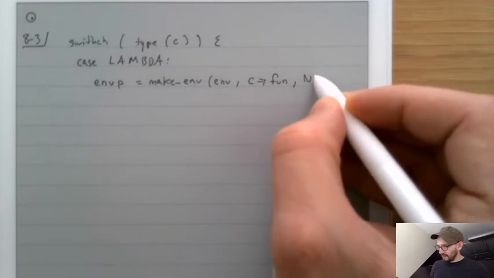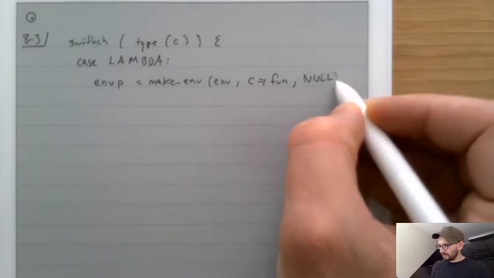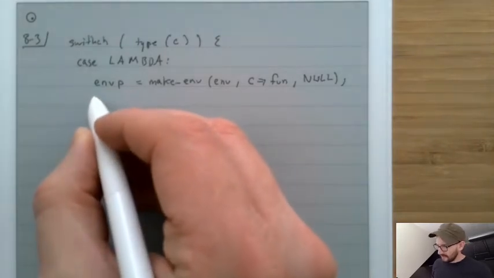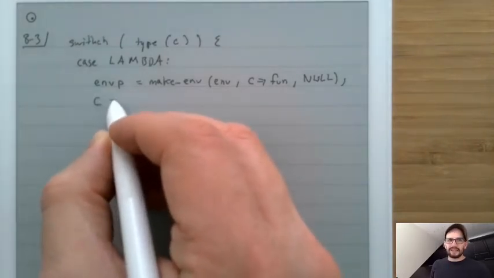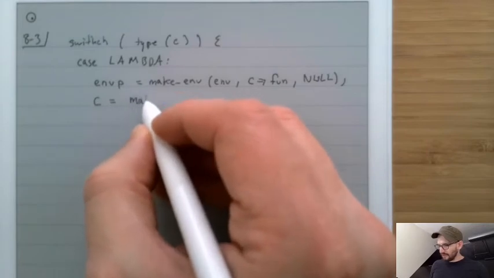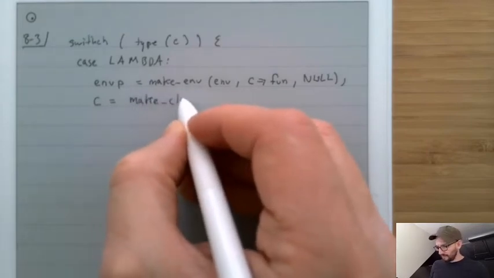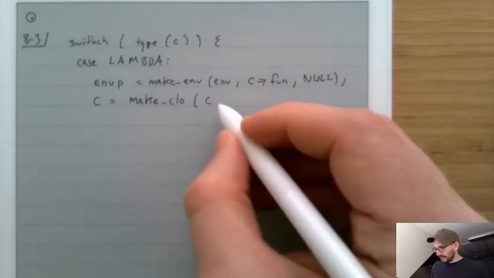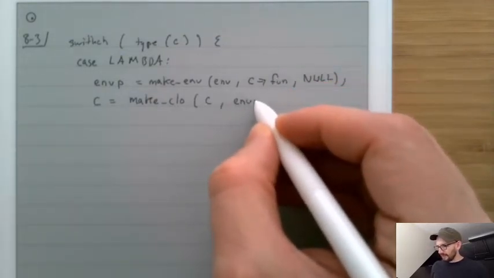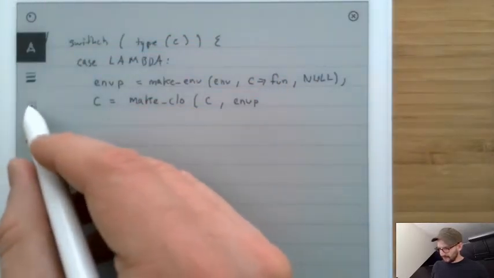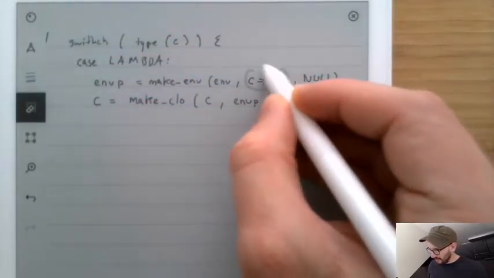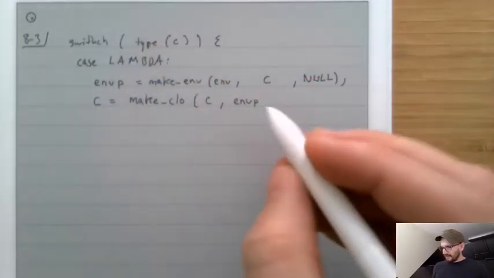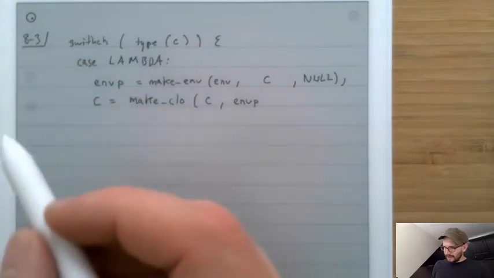And then it has a null. Okay. Then what I'm going to do is set C equal to making a new closure with the code and the new environment. It's going to have a pointer to the lambda. So that's just C. Oh, sorry, and that's why I did it.